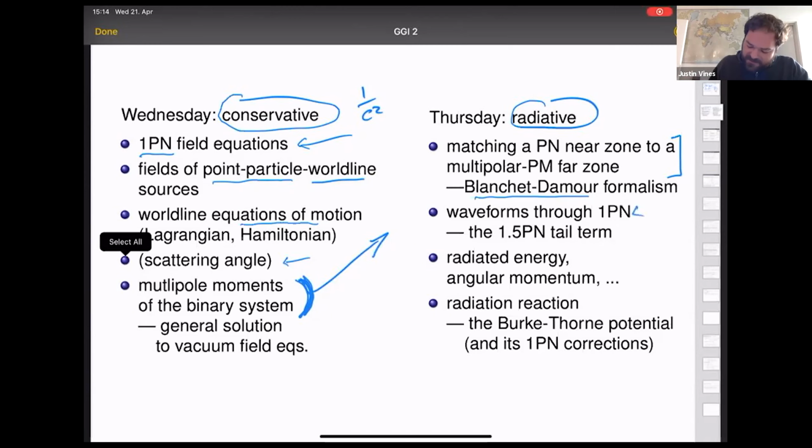Again, throughout both talks, I'm trying to work through the first post-Newtonian level to try to get a feel for the kinds of things that go on also at higher orders. We'll also briefly mention a 1.5 PN tail term in the waveform. Talk about radiated energy and angular momentum, and finally radiation reaction, and in particular the Burke-Thorne potential and its 1 PN corrections.